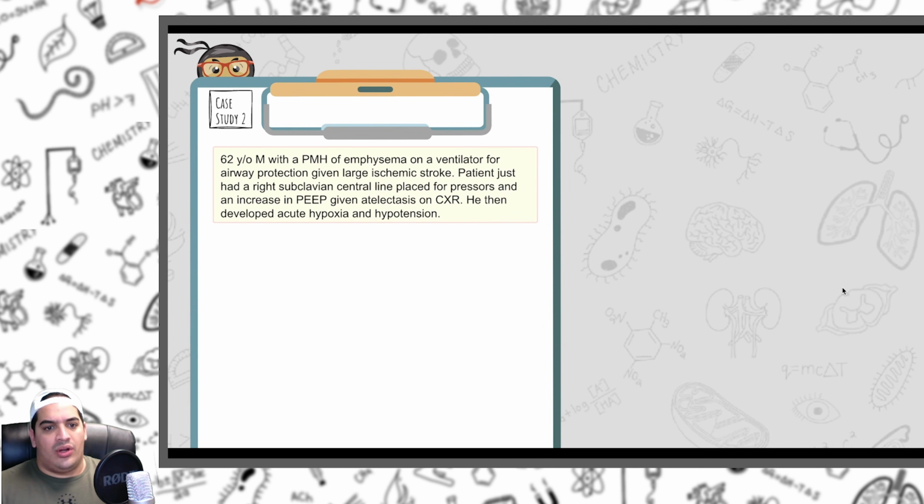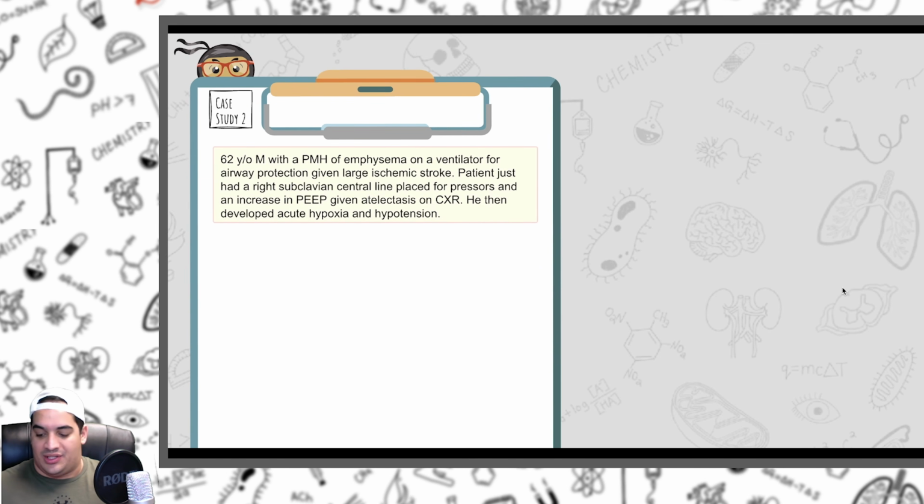They also were noted to have a right subclavian central line that was placed because the patient needed to be on pressors for whatever reason. Maybe they were septic, maybe they were pushing the blood pressure up because they needed to perfuse the brain because of the stroke, whatever it may be. And then they also had a lot of atelectasis noted on their chest x-ray, and the RT increased the PEEP to stent open those airways. Whenever they did these things, they noticed that the patient developed acute hypoxia and associated hypotension.